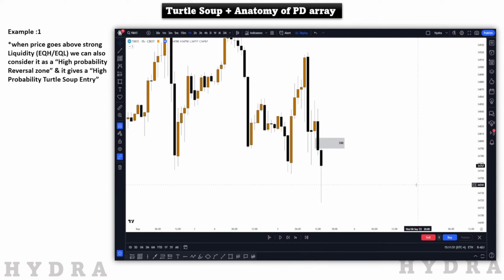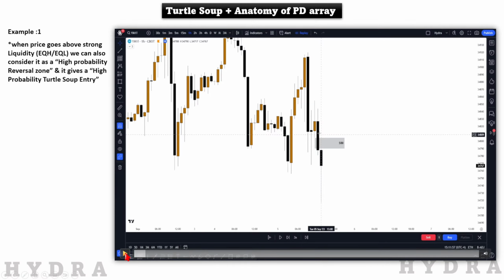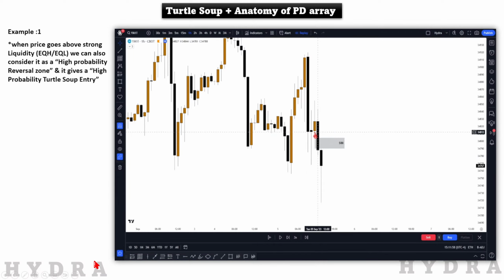our first rule, we will have to identify a higher time frame PD array, and now I'm on hourly chart on Dow, and as you guys can see, we have a bearish fair value gap right here, and it goes with our bias, which is bearish. And how do I know my bias, right? We have a breaker here, higher high, new higher high.